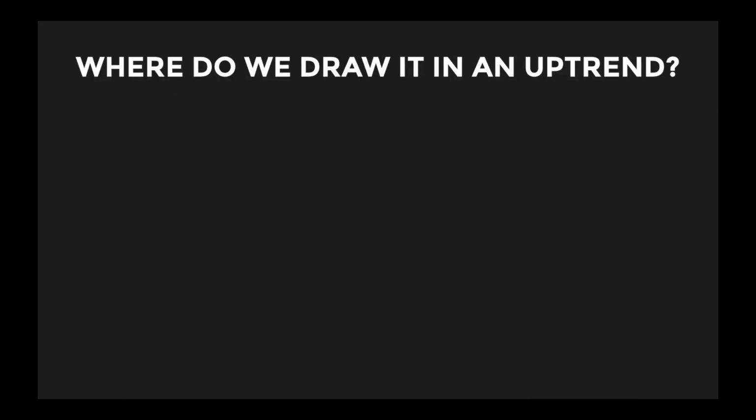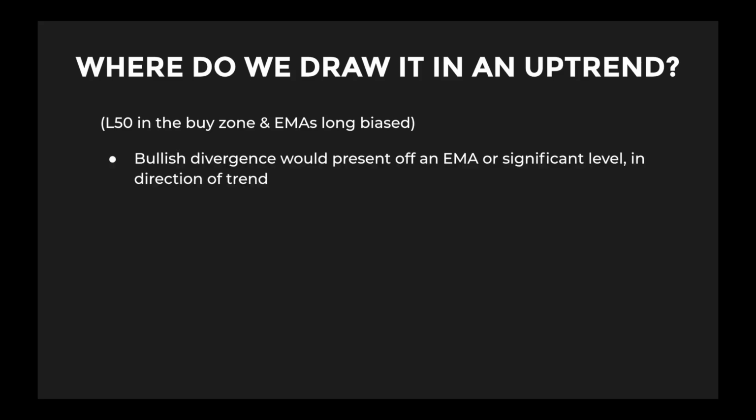So let me explain that a little bit more. Where do we draw it in an uptrend? Like I just said, with the L50 in the buy zone and the EMAs being long biased, bullish divergence is going to present off an EMA or significant level in the direction of overall trend, which in this situation is up. So that's going to be your bullish divergence, meaning your RSI is rising, price action is falling. You're at a significant level in an overall uptrend, and that's how you know that that's a good position to be looking for longs.